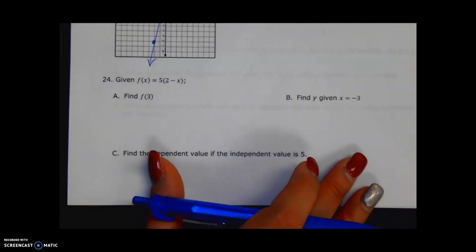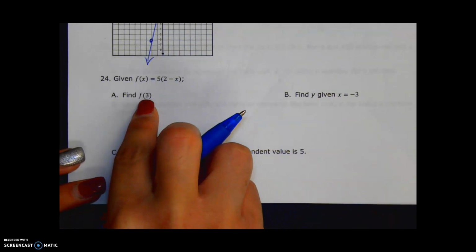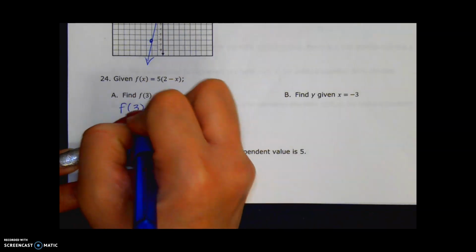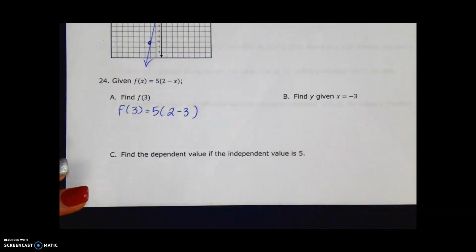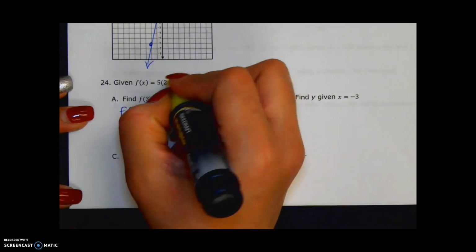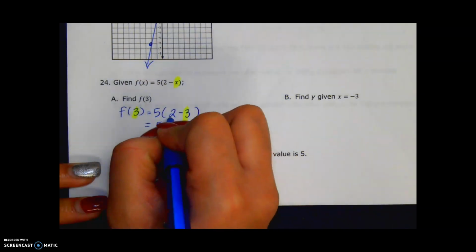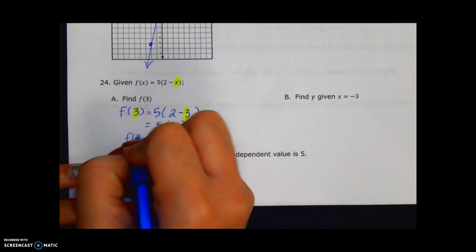Number 24. This is evaluating expressions. What that means, to find f of 3 means to plug in a 3 anytime you see x. So f of 3 is equal to 5 times 2 minus 3. I'm just plugging in the x. All I did was replace it with a 3. That's all. I can plug that into a calculator, or I can do it by hand. 2 minus 3 is negative 1. So f of 3 is negative 5.